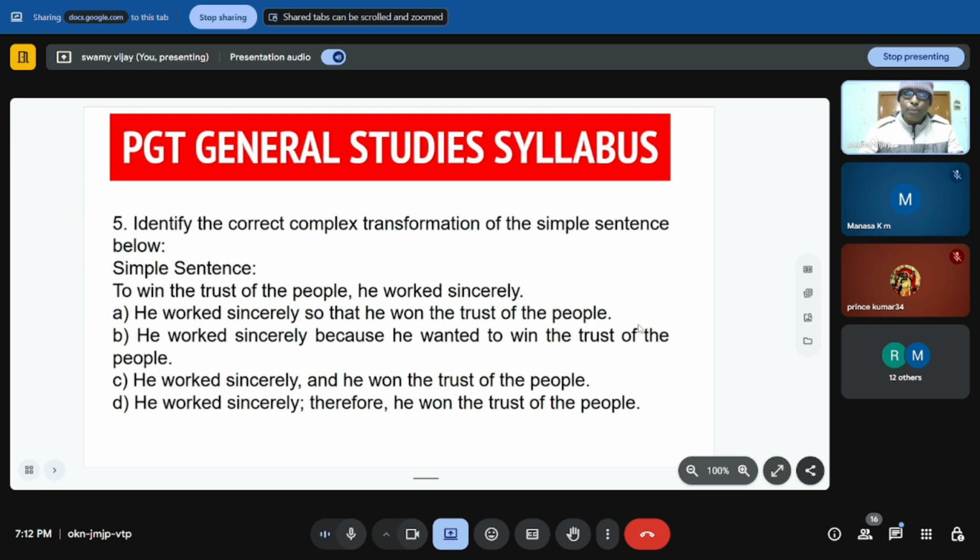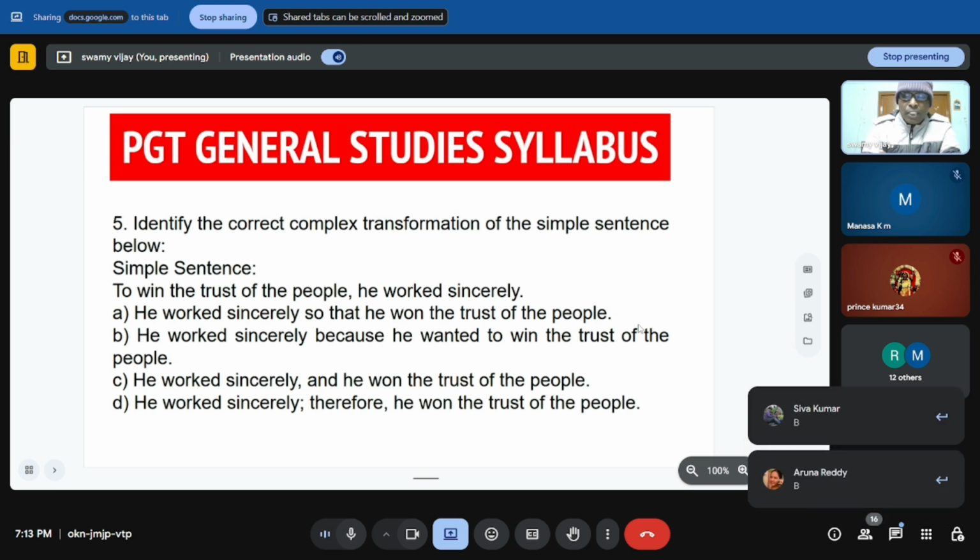Okay, so this is a simple sentence: "To win the trust of the people, he worked sincerely." Now transform this into complex. What is the right answer? Option B: He worked sincerely because he wanted to win the trust of the people. Or, A: he worked sincerely so that he won the trust of the people. C: He worked sincerely and he won the trust of the people. D: He worked sincerely, therefore he won the trust of the people.